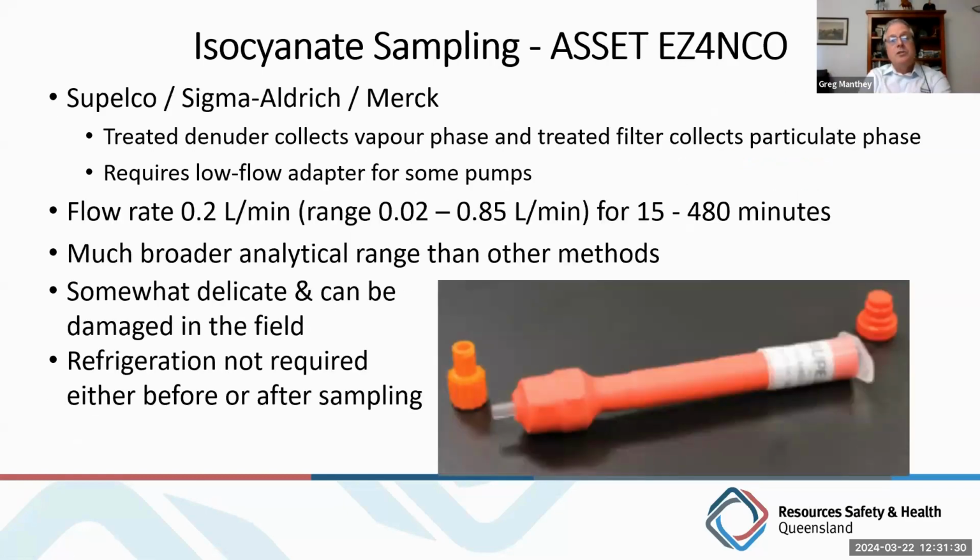The third type of sampler we used was the ASSET EZ4-NCO samplers by Sepulveda. They've got two different collection media in them, one for vapor and one for particulate. And they're a little bit trickier to use than the 37 mm filters. We needed to use low flow adapters, which then ran into some issues with regards to the atmosphere in the headspaces we were testing in. But they have a much broader analytical range than the other sampling methods. They're a little bit delicate. I was a bit of a clumsy and broke a couple in the field, but they don't require refrigeration either before or after sampling. So they have some upsides and some limitations. The key is that they have a much better analytical range than any other method.